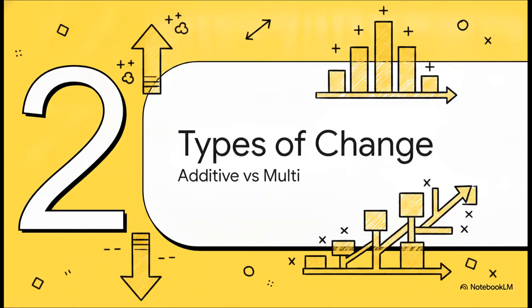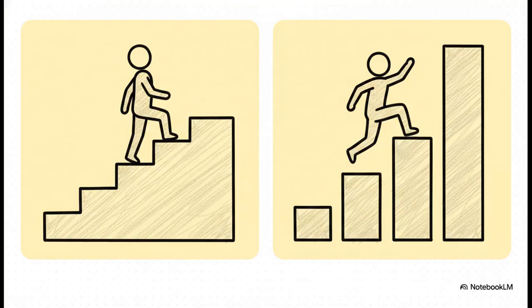Section 2. Additive versus multiplicative change. Now that we know who we're interrogating, let's look at the 2 distinct ways these sequences can actually grow or shrink. So right here, we're comparing our 2 prime suspects of change. On the left, we've got constant additive change. We also call this a common difference. This represents an arithmetic sequence which grows by adding or subtracting the exact same value every single time. It creates a very steady, linear progression.